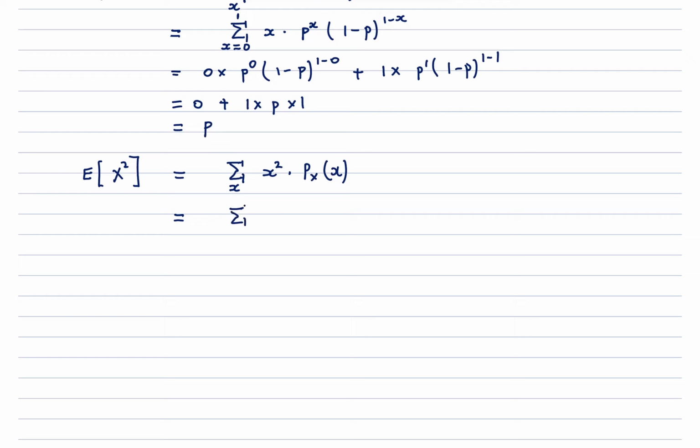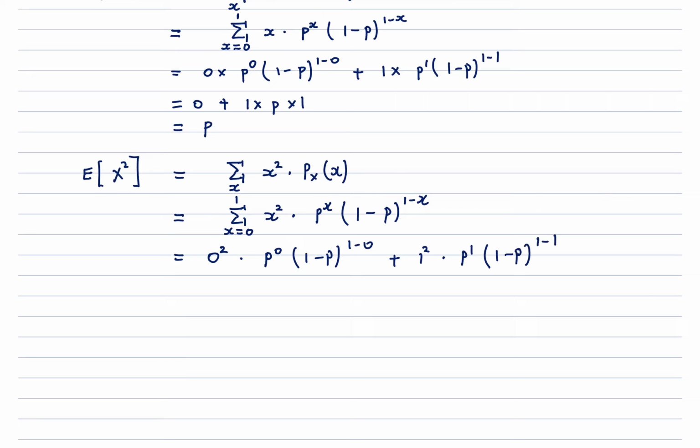Again, our terminals are going to be from x equals 0 to 1. We've got our value of x squared, and again we're going to plug in the probability mass function, p to the x, 1 minus p to the 1 minus x here. And again, we're going to plug in our values, so that becomes 0 squared times p to the 0, 1 minus p to the 1 minus 0, plus 1 squared times p to the 1, 1 minus p to the 1 minus 1 here at the back.